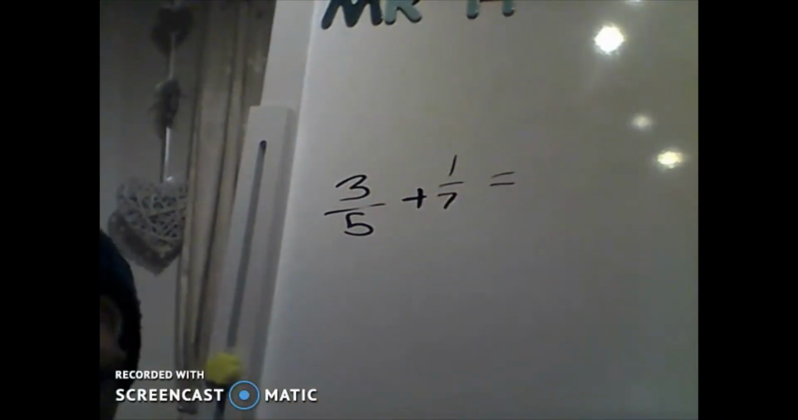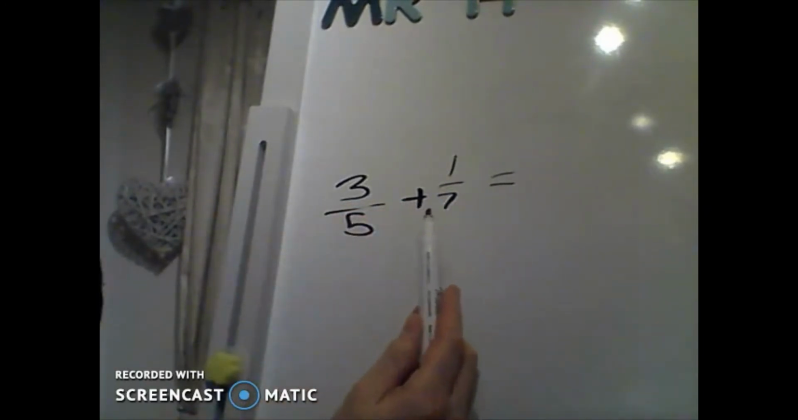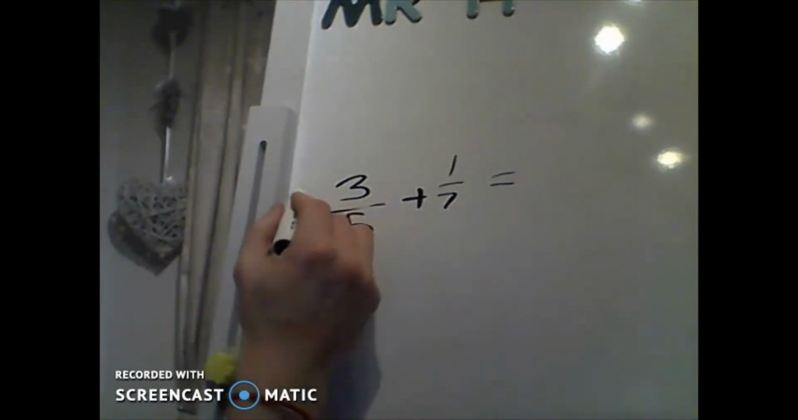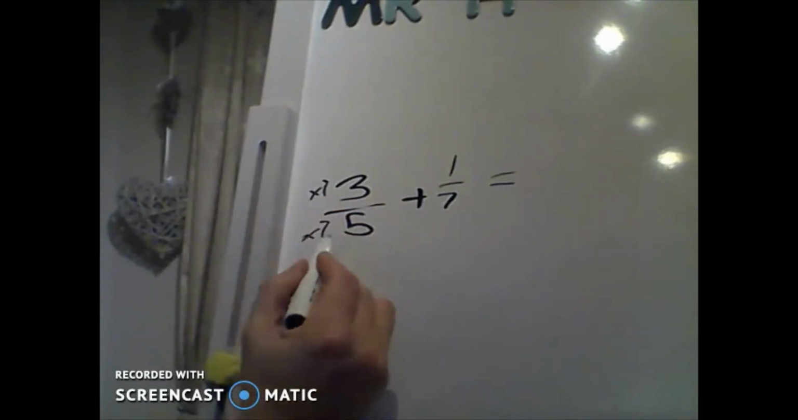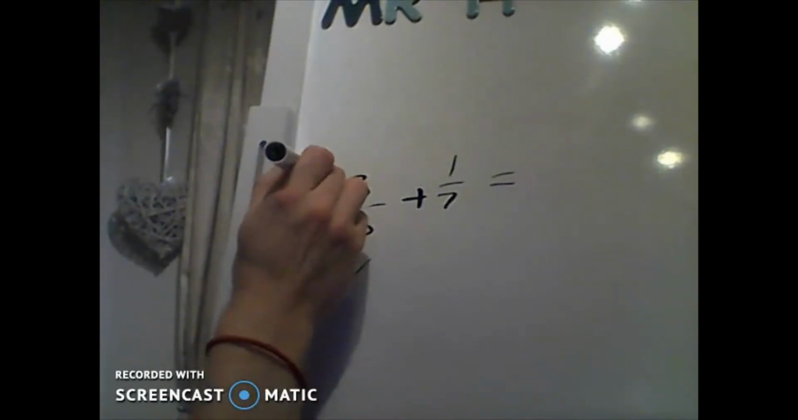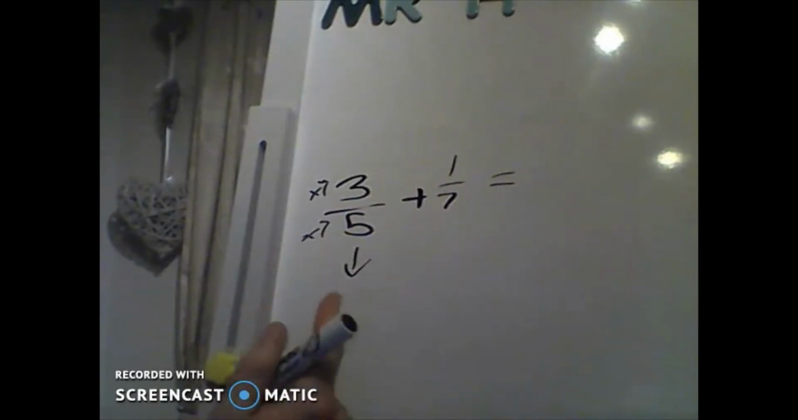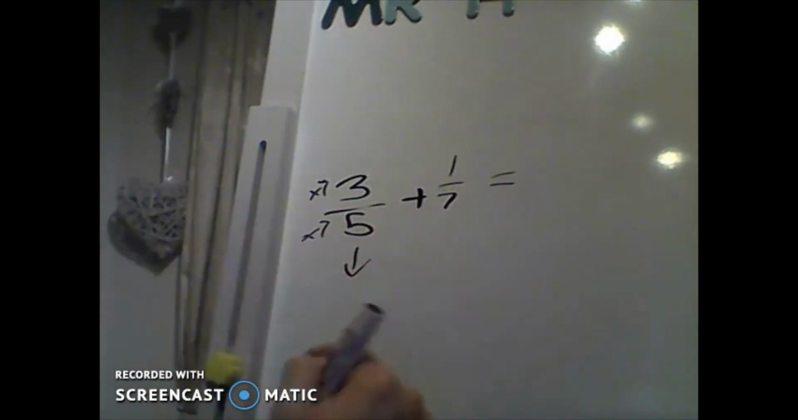In short, the quickest way to do it is to multiply the opposite fraction by the denominator of the opposite fraction. The denominator is the bottom number, the numerator the top number. The denominator here is 7, so we're going to multiply this fraction, both top and bottom, by 7. We're going to do the same for the opposite fraction. So 1/7 we're going to multiply by the denominator here, and that's 5.